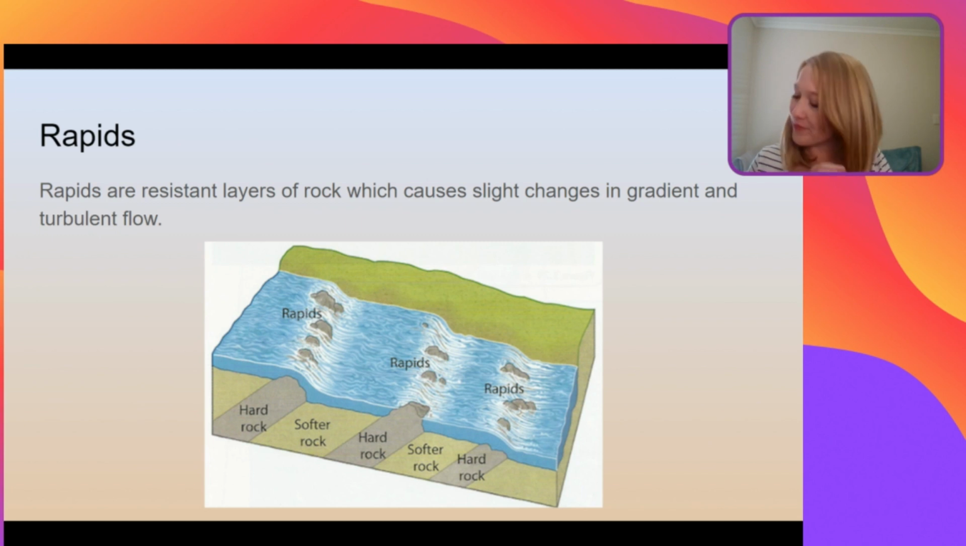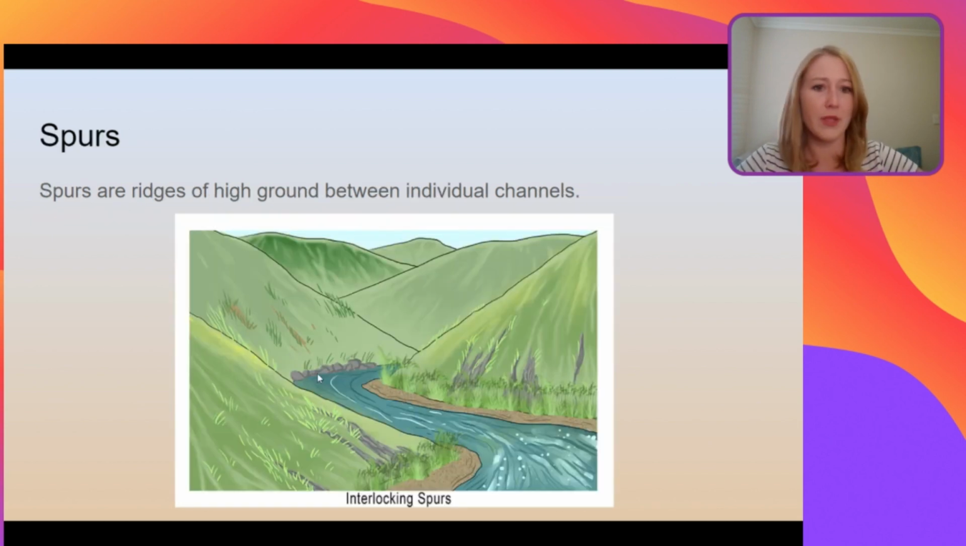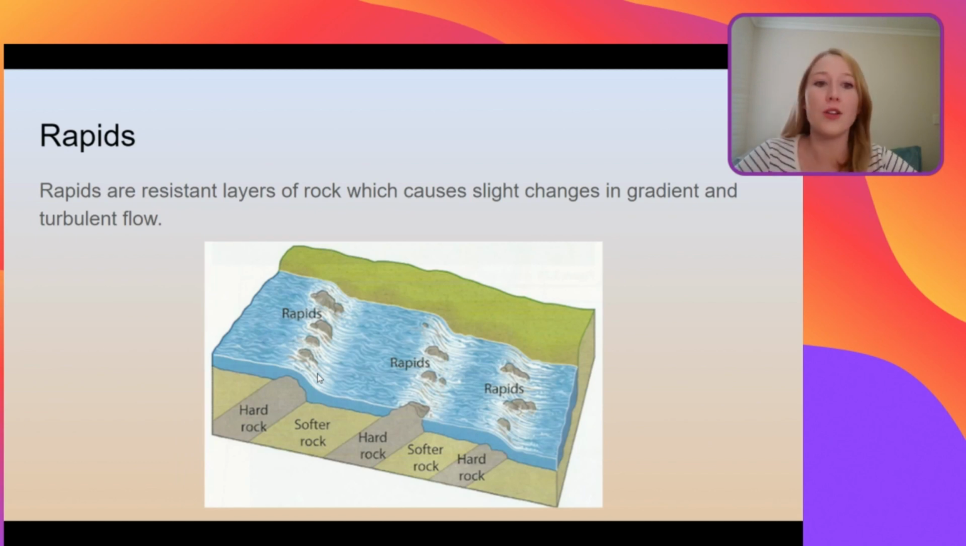Okay, rapids, they occur when you've got different types of rock in the riverbed. So over here we can see we've got soft rock and hard rock. The soft rock will easily be carried away. It's easily eroded. The hard rock isn't. The hard rock will be quite resistant, so when the water flows over it, it will carry away the soft rock and leave the hard rock cropping out. And that creates this very turbulent water over the rapids.